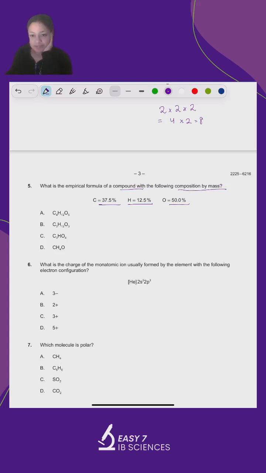Okay, so let's go through it step by step. What we're going to do is imagine that we have 100 grams of a sample of this mystery compound. And if we were to have 100 grams of this mystery compound, what are we going to have? Well, 37.5 grams of it is going to be C, right? 12.5 grams is going to be hydrogen. And then 50 grams is going to be the oxygen. Okay? So we're going to imagine that we have a 100 gram sample.